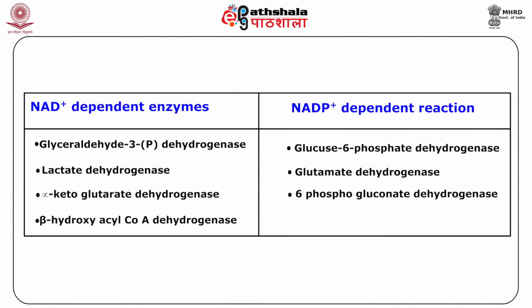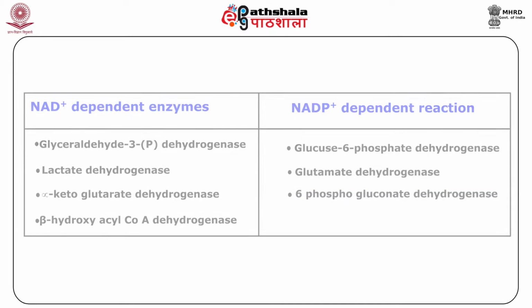Now here in this table, we show you examples of NADP+ and NAD+ dependent enzymes. Let us first concentrate on NAD+ dependent enzymes. First one is glyceraldehyde 3-phosphate dehydrogenase. Second is lactate dehydrogenase. Third one is alpha ketoglutarate dehydrogenase. And fourth and the last is beta hydroxyacyl coenzyme A dehydrogenase. However, on the other hand, NADP+ dependent enzymes are glucose 6-phosphate dehydrogenase, glutamate dehydrogenase and 6-phosphogluconate dehydrogenase.